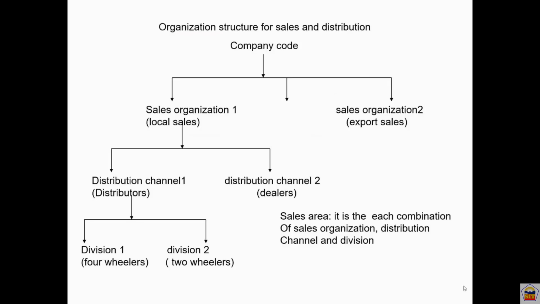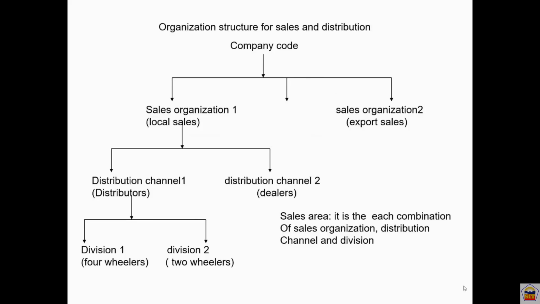Below this sales organization, we will have the distribution channels. For example, for the local sale, how are we going to distribute the product to our customer? It may be through the distributor, local retailer, dealer, wholesaler, or online customers. So this is how we are going to sell our product to those customers.